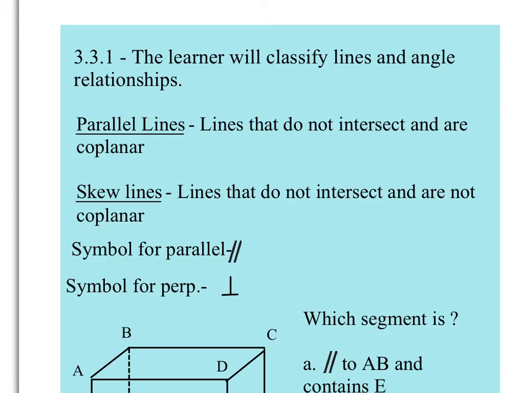Okay, what we're going to do today is classify different types of lines and then angle relationships, kind of broken up into two sections here. First off, parallel lines, something you already know, are lines that don't intersect and are coplanar.